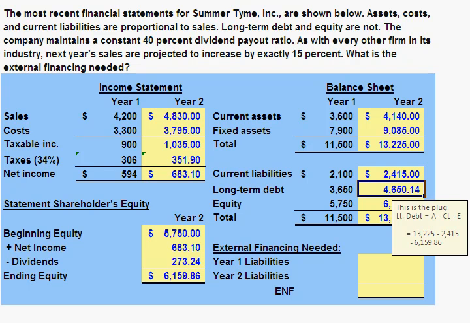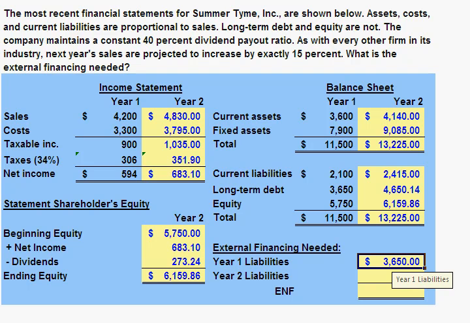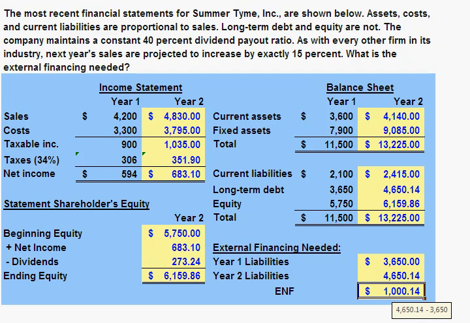$6,159.86. Finally, we calculate our external financing needed. This is the difference between year 1 liabilities of $3,650 and year 2 liabilities of $4,650.14. Our external financing needed for the year is $1,000.14.